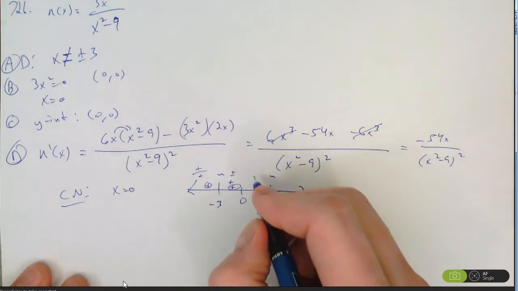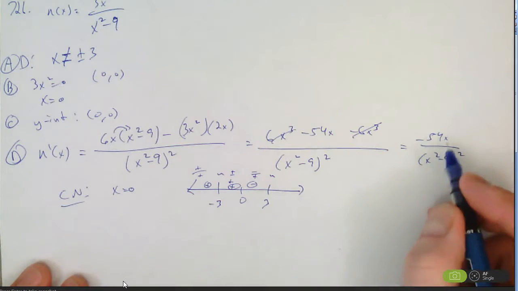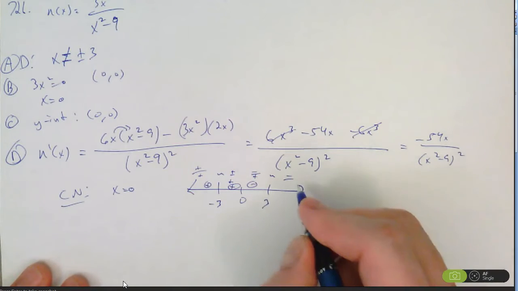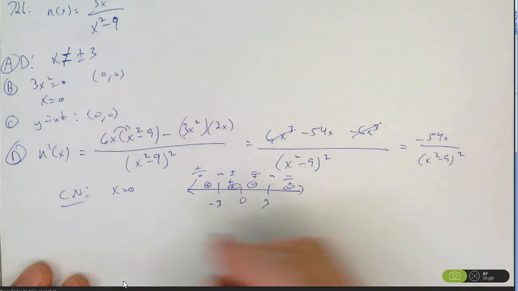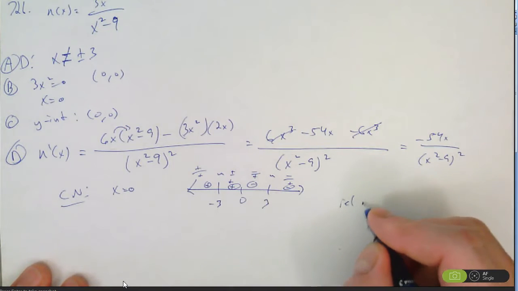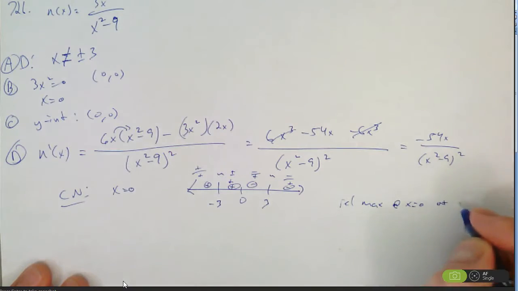Then after 0, I plug a positive in. That's negative on top over positive. So negative. And then once I get past 3, I plug a positive in. It's negative on top over positive. It's negative. So I have a max, which actually is a relative max, at x equals 0 of 0.